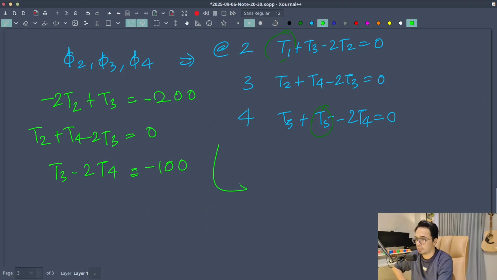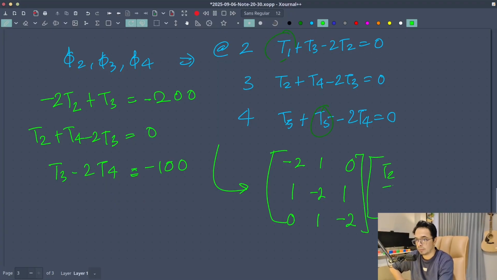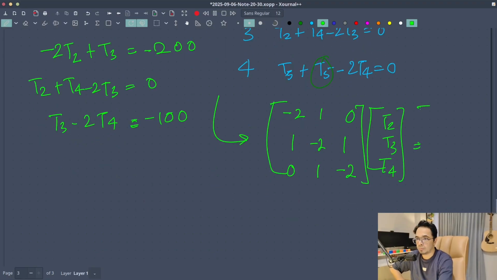And if I decide to convert into a matrix form, I can write minus 2, 1 and 0, 1 minus 2 and 1, and 0, 1 and minus 2, and this would be for T2, T3 and T4 is equal to minus 200, 0 and minus 100. Now if you simply solve this matrix, you get the values of T2, T3 and T4.